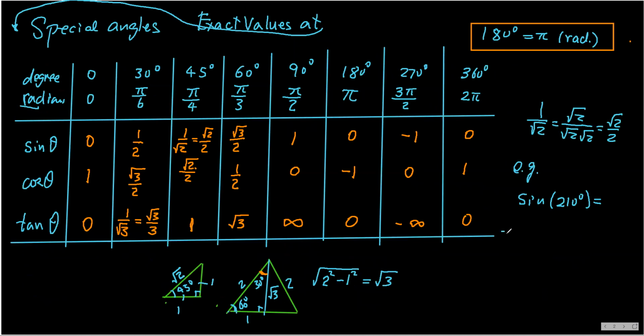210. Can we rewrite that as 180 plus...? Can you see? 180 plus how many? 30. What's the difference between these two? 30 degrees. Can you see that? Yeah. So therefore, how about the sine in the third quadrant?